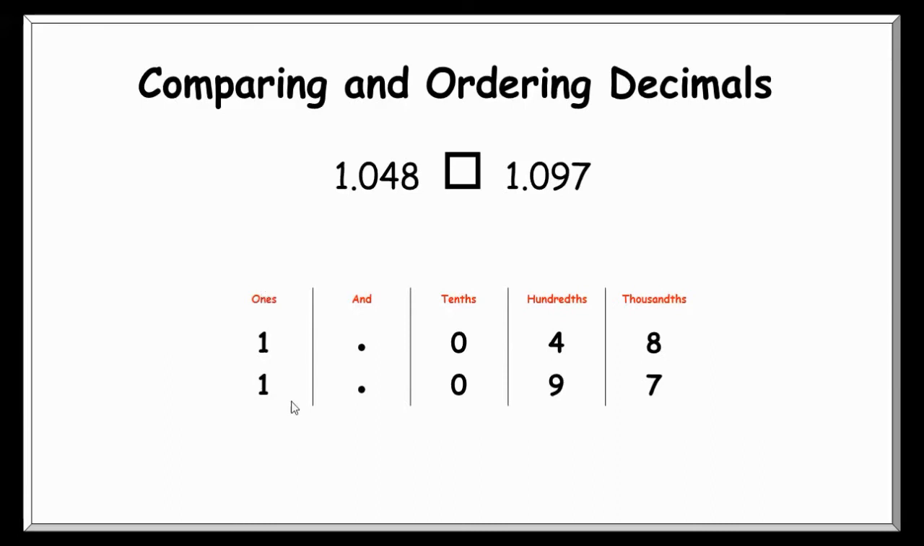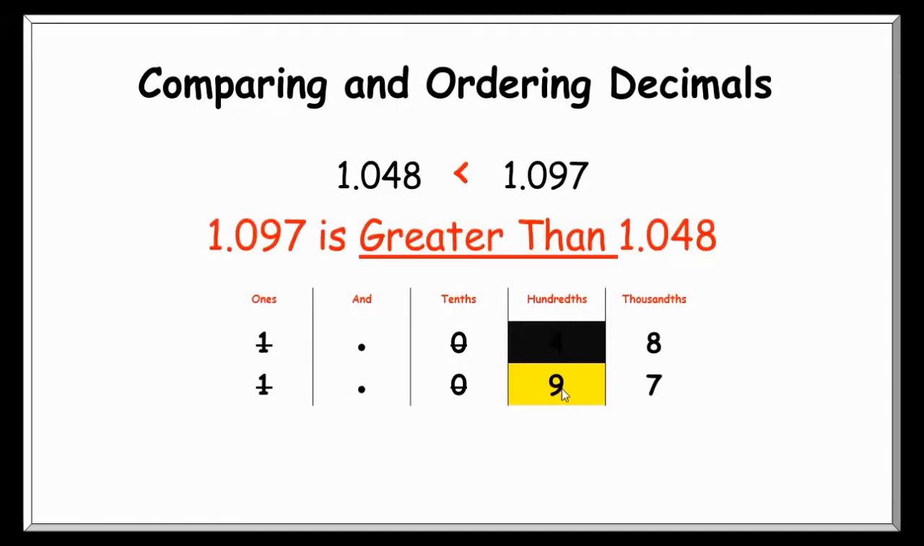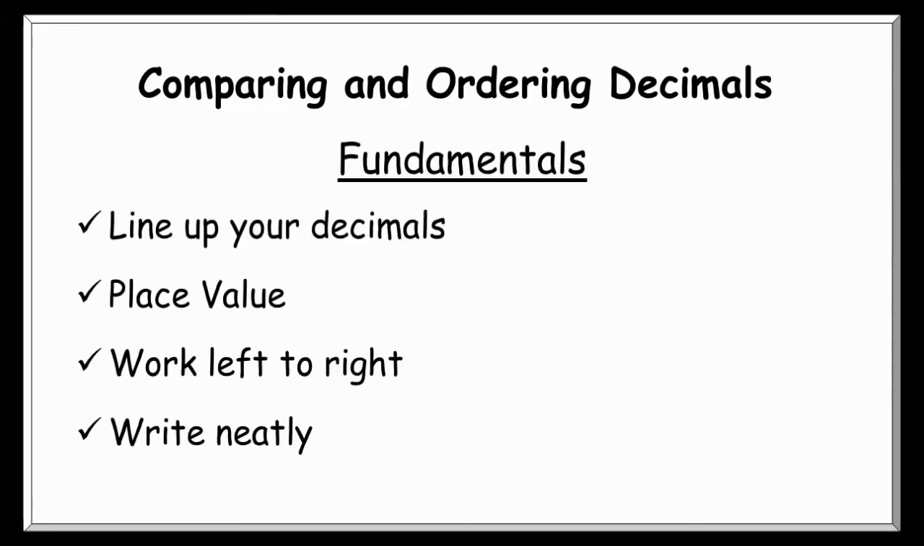We're going to draw our lines for our columns as we've done. Here, here, and here. And so you have your ones column, your tenths column, your hundredths column, and your thousandths column. And we're going to work the same way we were ordering decimals. Cross out your ones because they're both the same. Move over to your tenths column. You have two zeros. Cross out your zeros. And now we're in the hundredths column, and we have two different numbers. You have a 4 and you have a 9. Being that 9 is greater than 4, that means 1 and 97 thousandths is going to be greater than 1 and 48 thousandths.